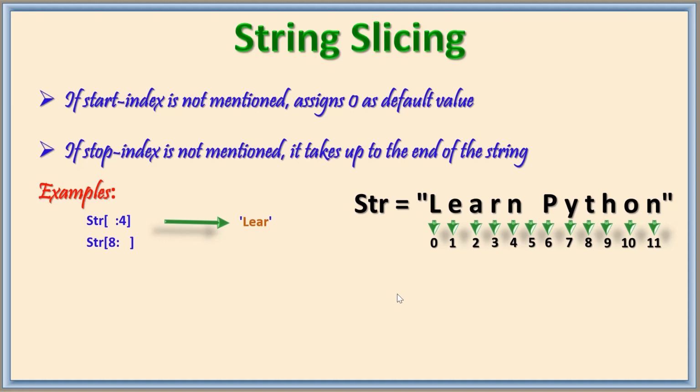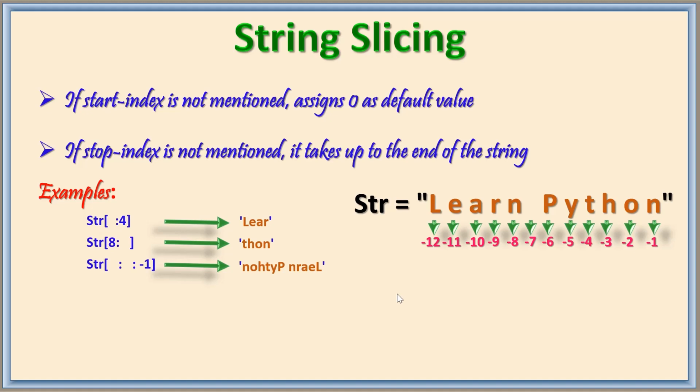str[8:] and blank. That means the stop index is not mentioned. In this case, it will take from the start index and then the remaining characters up to the end, it includes everything. So here YTHON will be the output. str[::-1]. That means start and stop both are not mentioned. Here the step is -1. Start from the right side and end at the left side. So that means it will reverse the string. It will take N to L.